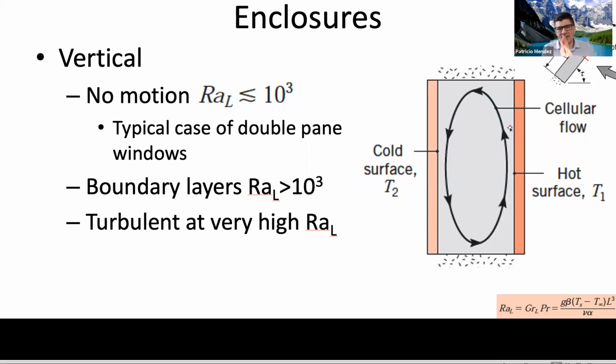If the Rayleigh is bigger than 10 to the 3, we would have these boundary layers and correlations to calculate. And at very high Rayleigh, we would have turbulence inside. Not the case of a window. In a window, we don't want turbulence, right? Because we do not want to exchange heat. It's exactly the opposite of a heat exchanger.